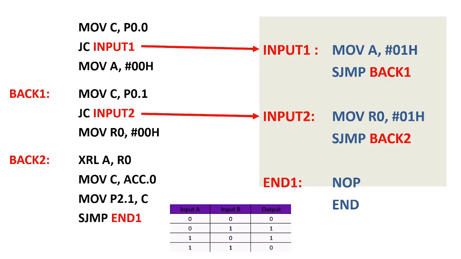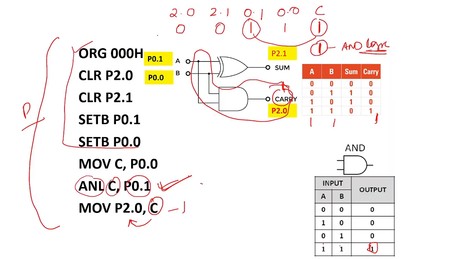Now we need to write the logic for sum. So to do the sum, as I said earlier, here you need to do the XOR, but there is no bit oriented XOR instruction in 8051 microcontroller. You need to perform it only with the byte oriented instruction. So first, what I am trying to do is move whatever content is in the port 0.0, that is transferred to C.